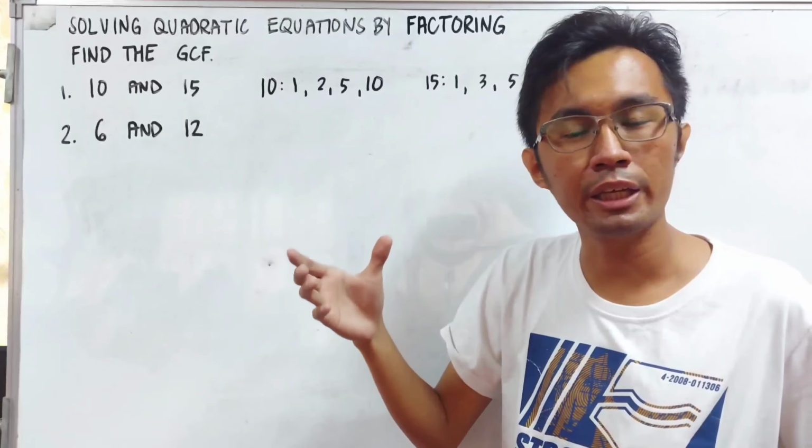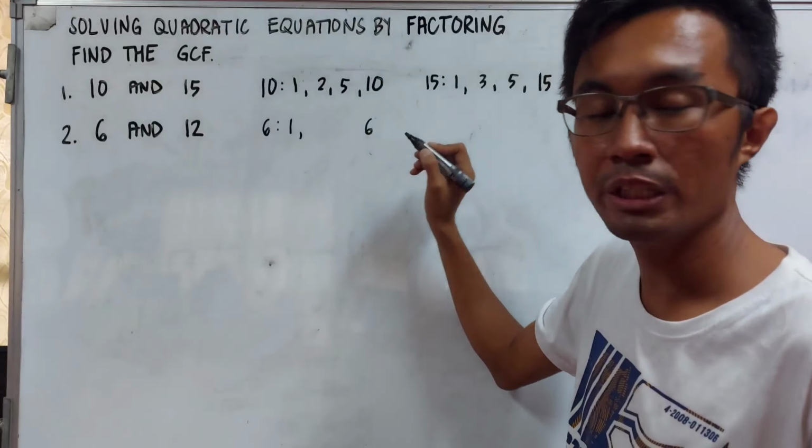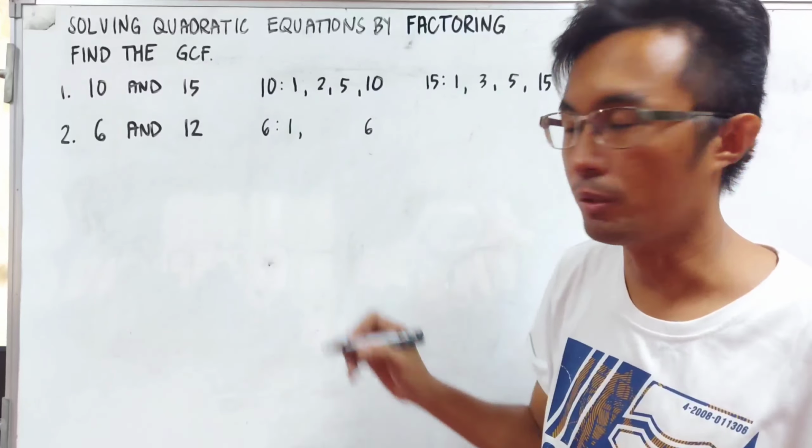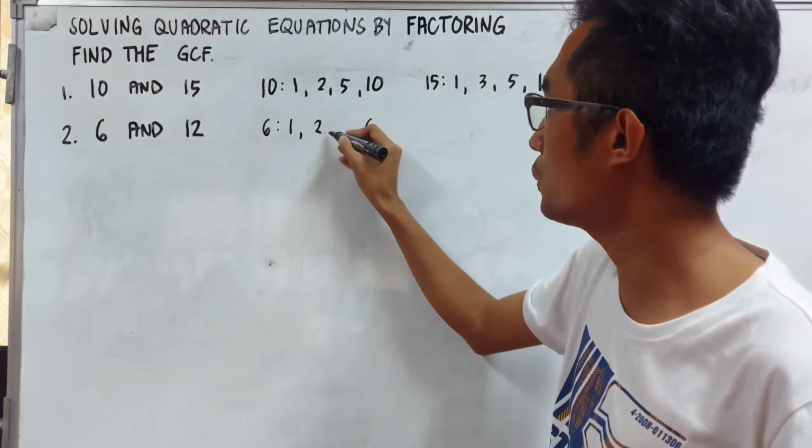Then next, for number 2, 6. What are the two numbers that when you multiply, the product is 6? Let us start with 1 and 6, the number itself. Meron pa ba? Okay, meron pa. 2 and 3.